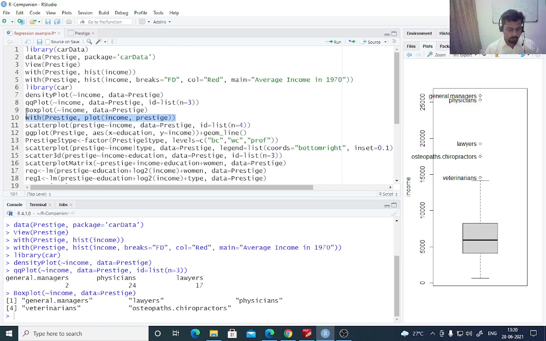So both the methods I have listed here. I can easily call the with function. So with, the data is Prestige. I need to plot income.